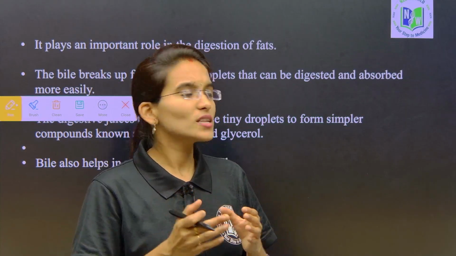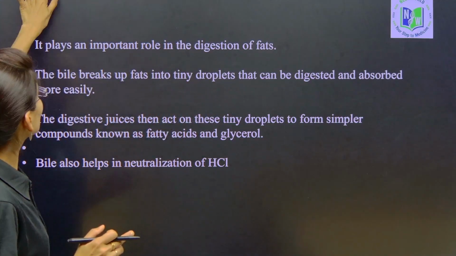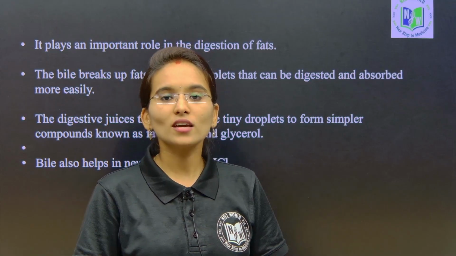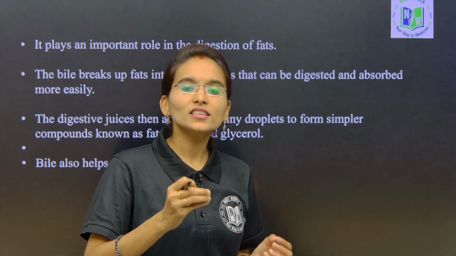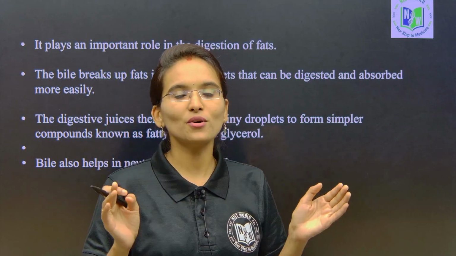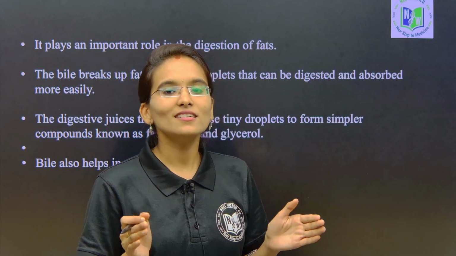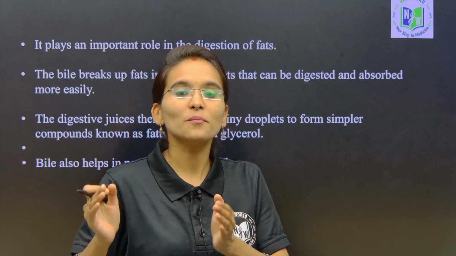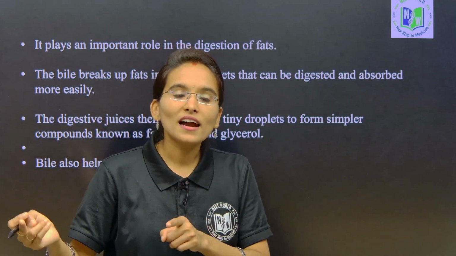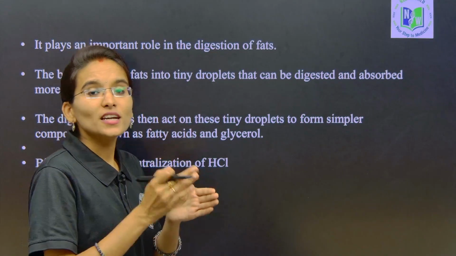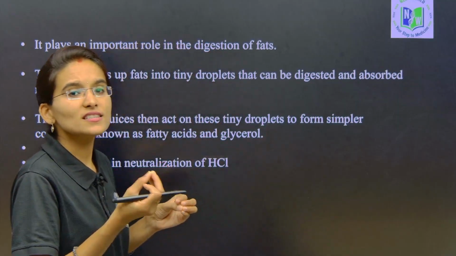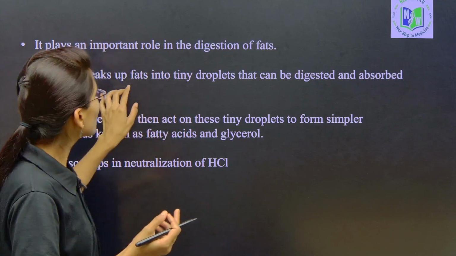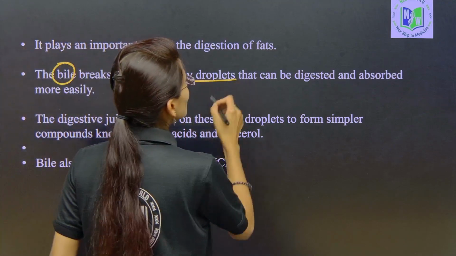Already, students, I have said in the introduction session itself that complex food we cannot absorb into our body. To absorb the nutrients, they need to be converted into simpler forms. In the same manner, the fats are converted into simpler forms like fatty acids. To break down the fats, which one is important, my dear students? Bile. Bile is involved in the breakdown of the fats into tiny droplets.